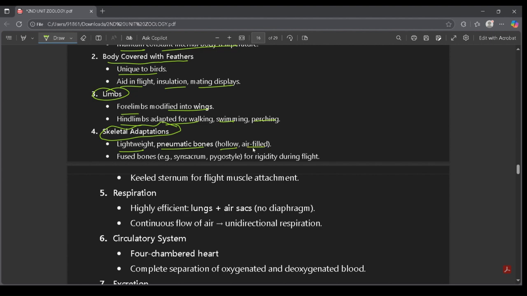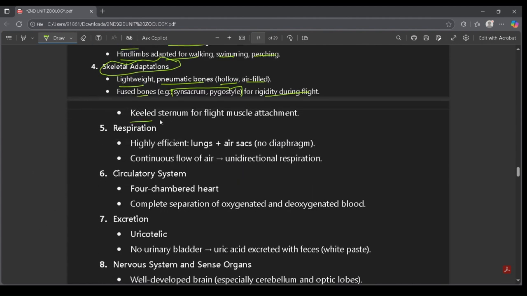They have pneumatic bones, which are hollow and filled with air. They have fused bones for rigidity during flight, and the examples are, as you can see here, pygostyle and synsacrum. Then we have a keeled sternum for flight muscle attachment.